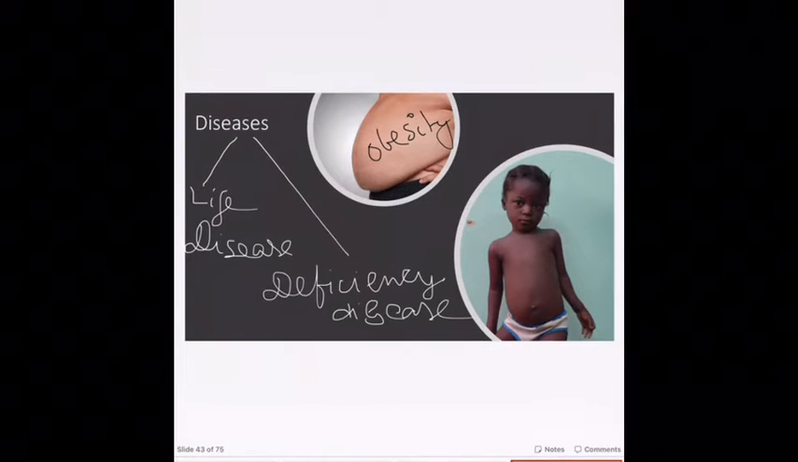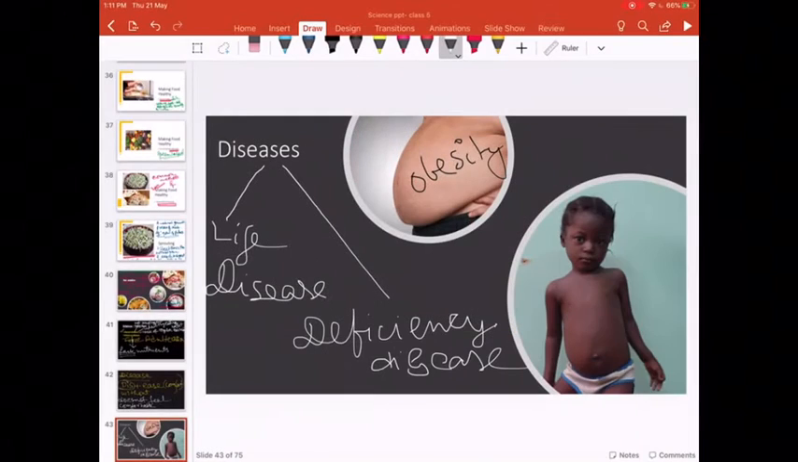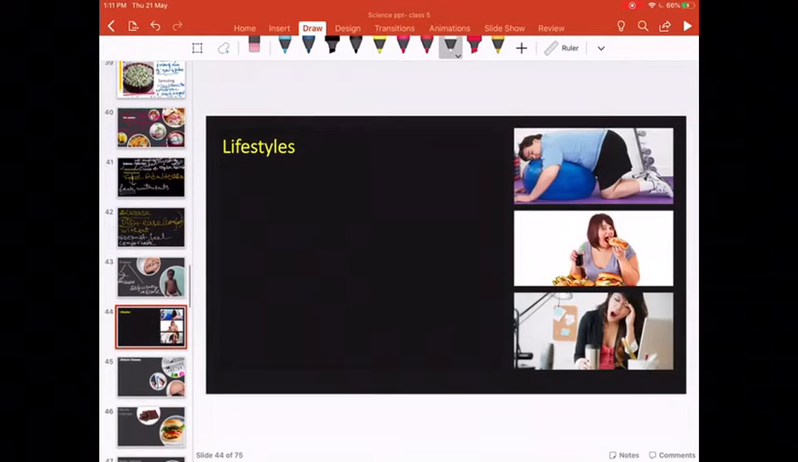Like rickets, goiter. These are a few deficiency diseases. What are they? Now let's start with lifestyle diseases. First, lifestyle disease, as I said, is due to bad eating habits.